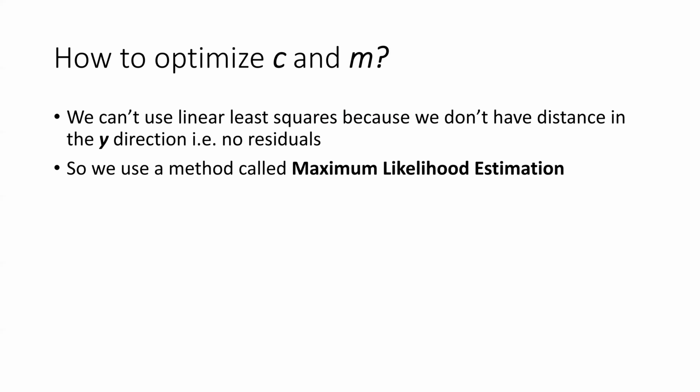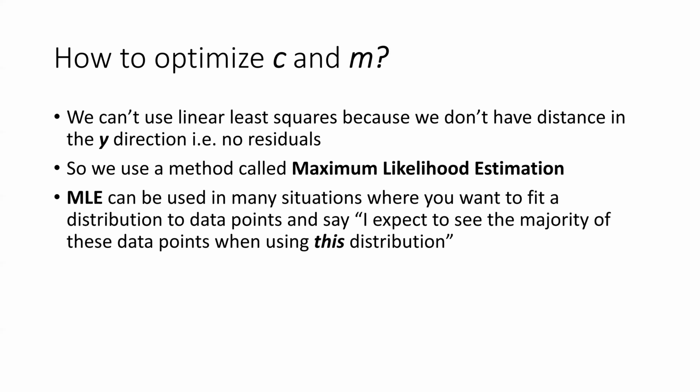So what can we do? Well, we can use a method called maximum likelihood estimation. It's used all over the place. It's general purpose. Basically, for any distribution you want to optimize a function to, you can use this method called maximum likelihood estimation. So let's have a look at what goes on in MLE. If we have a problem, we can say things in MLE such as, I expect to see the majority of these data points covered by this function when I use a certain distribution, i.e. values of M and C, okay?